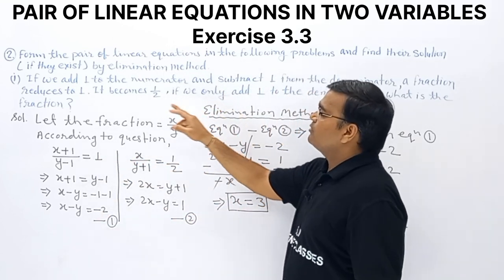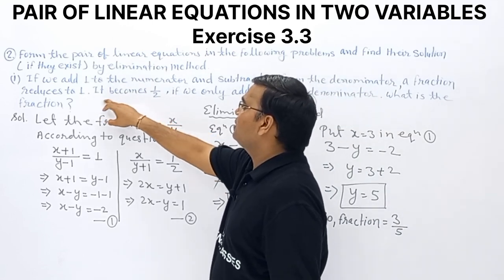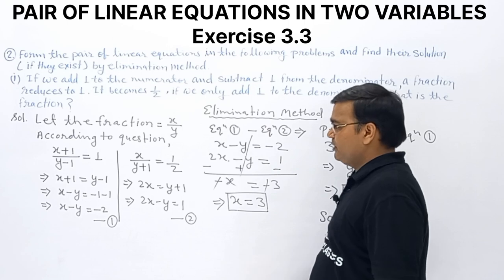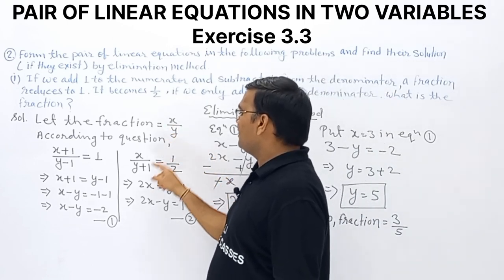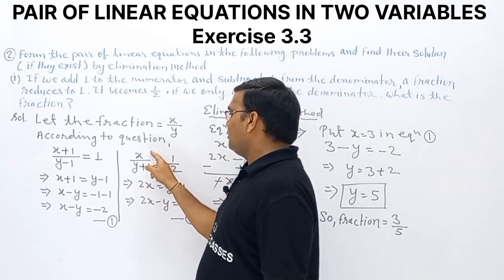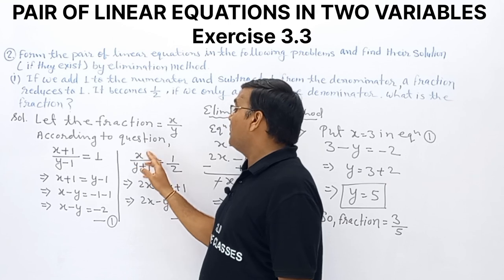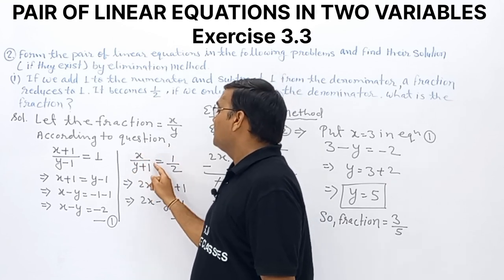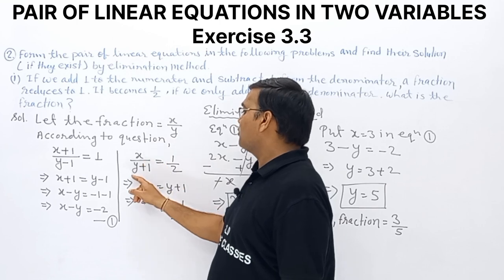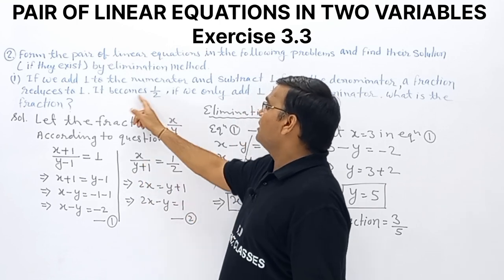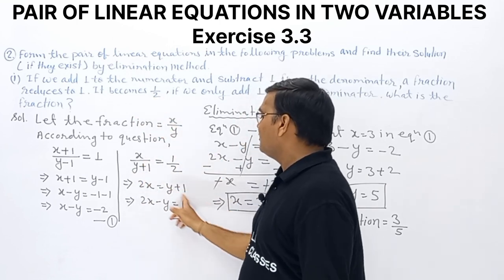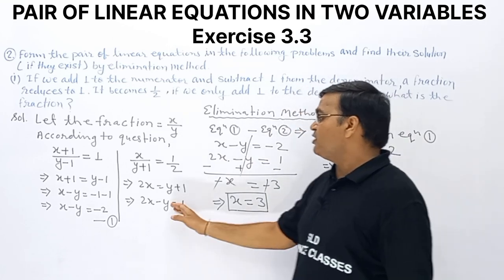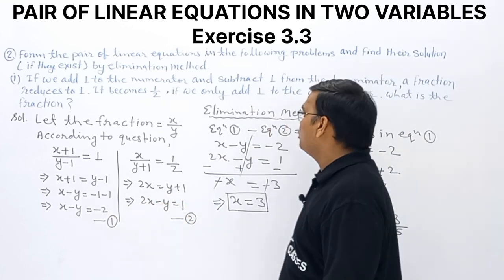Now another situation we are having: the fraction becomes half if we only add 1 to the denominator. So in the denominator we will add only 1, no 1 will be added to the numerator. So x upon y plus 1 becomes what? Half. Solve, and then we are getting another equation. So these two are a pair of linear equations in two variables.